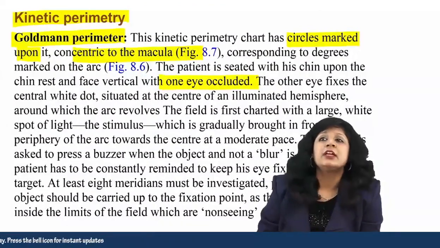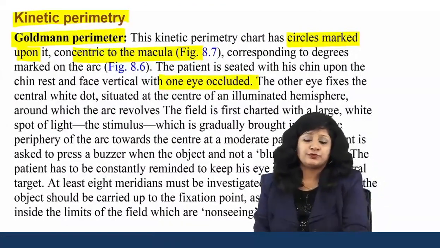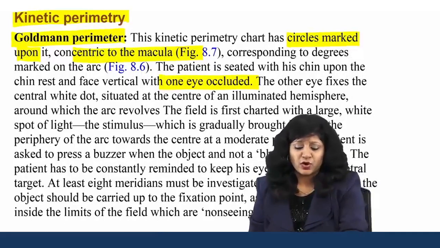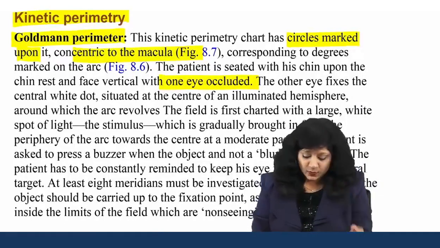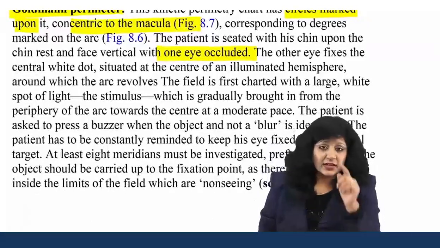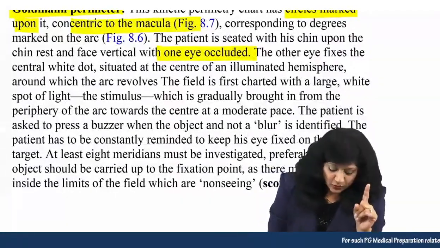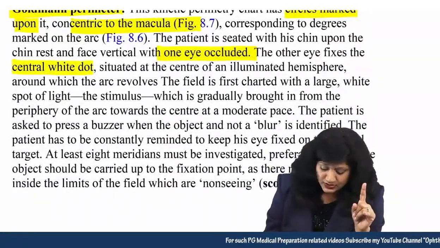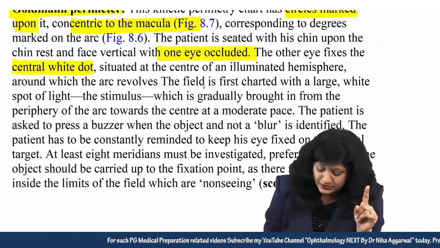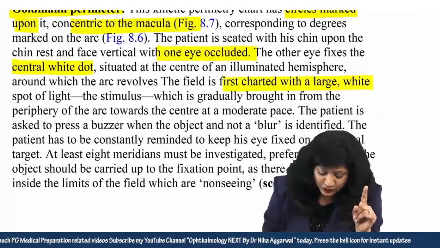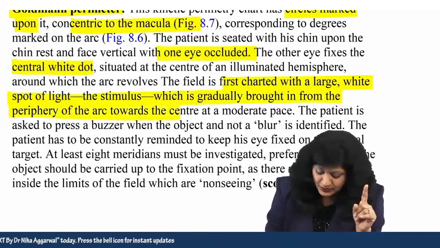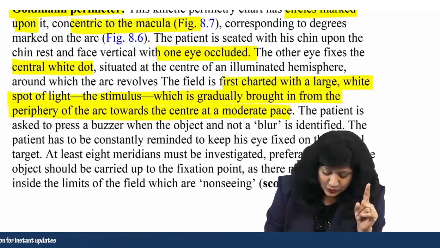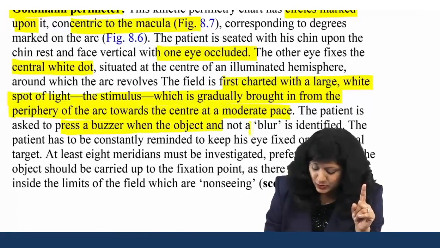See, there is no point of taking the perimetry or visual acuity or anything with both eyes open. So you have to go one by one. The other eye will be fixing at the central white dot. This will be the fixation point. And the field is first charted with a large white spot of light which is gradually brought in from the periphery of the arc towards the center. The patient is asked to press a buzzer when the object and not a blur is identified.